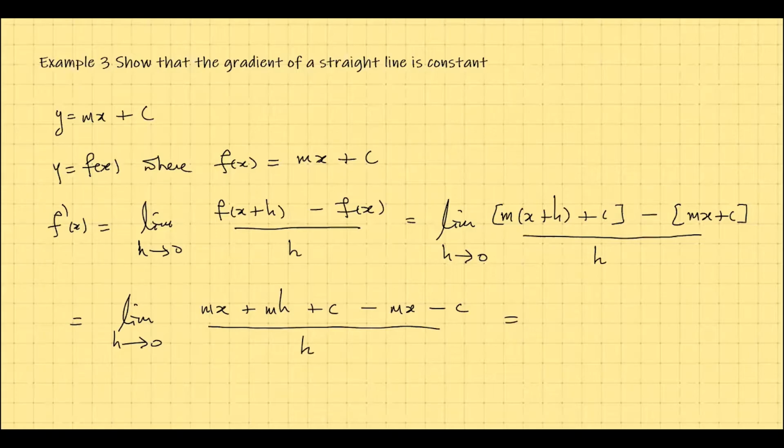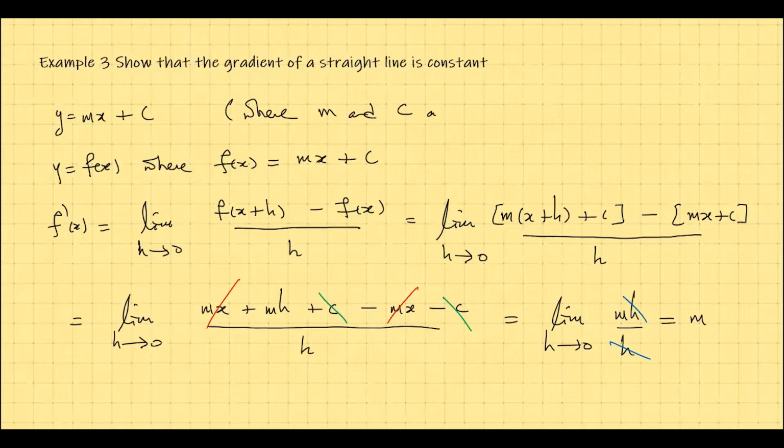So things are going to cancel, of course. This mx is going to cancel with that mx. And thankfully, the c is going to cancel with that c. So what we end up with is a limit as h tends to 0 of m over h. But since h is non-zero, by the definition of differentiation, we know that we can just cancel out the h's in their own right. So what we actually end up with is m. And of course, m is a constant, so I should have said that here, where when I defined y equals mx plus c, where m and c are constants.